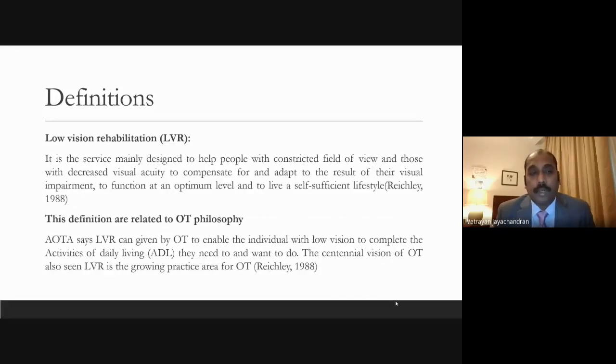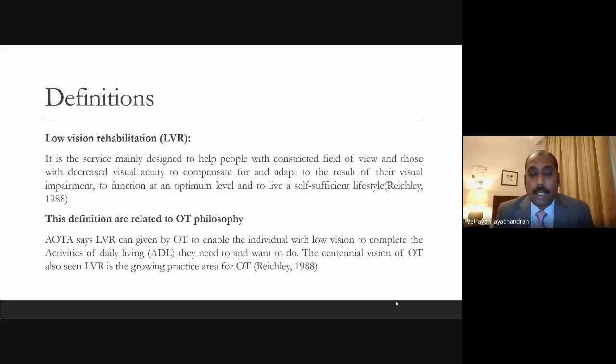Next is the definition of low vision rehabilitation, which is given by the ophthalmologist. It is a service mainly designed to help people who have difficulty in the visual field or visual acuity, and they will compensate to do daily functional activity at the optimum level to live a sufficient and good quality lifestyle. This definition of low vision rehabilitation is more related to our OT philosophy. Mainly we have to target making our patient functionally independent to the optimum level, and we have to bring quality of life for our patients. So the definition of low vision rehabilitation and OT philosophy are interrelated.